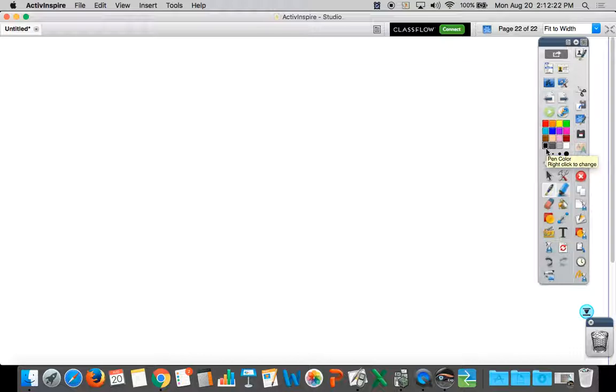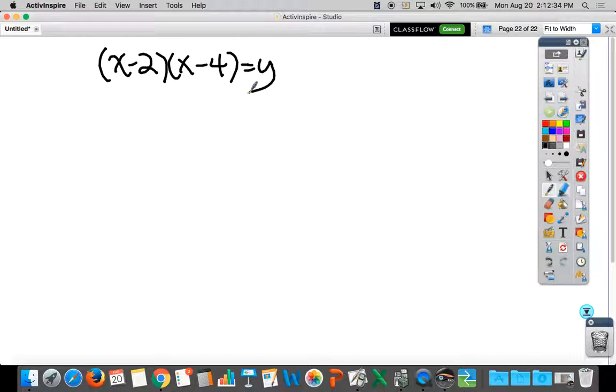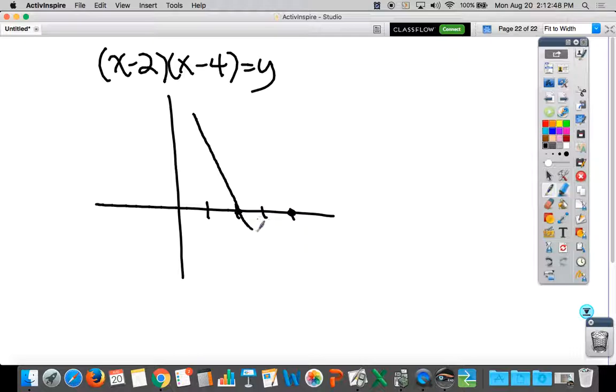Okay, so let's look at the next one. Let me explain to you what's happening here. All right, that's your inequality. That's your equation. That is your quadratic. It looks something like this. You've got a root at 2. You've got a root at 4. It does something like that. So I'm explaining to you how all this fits together.